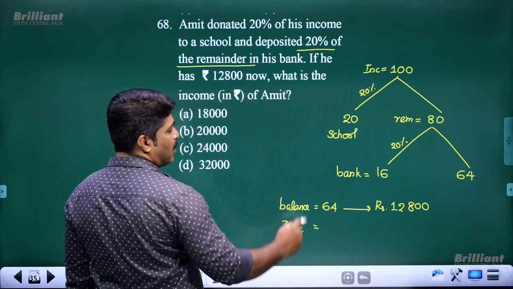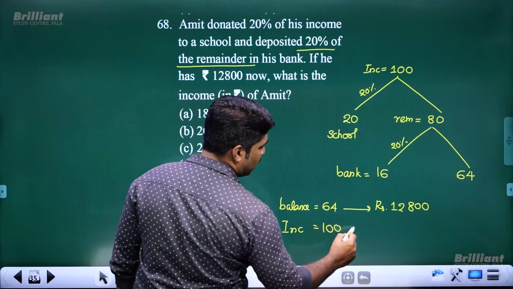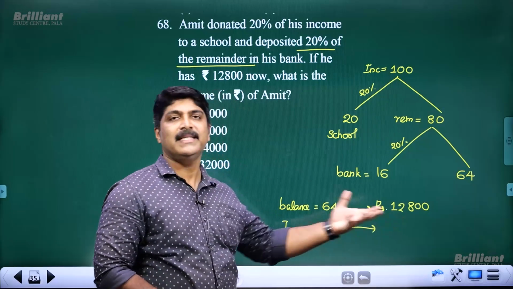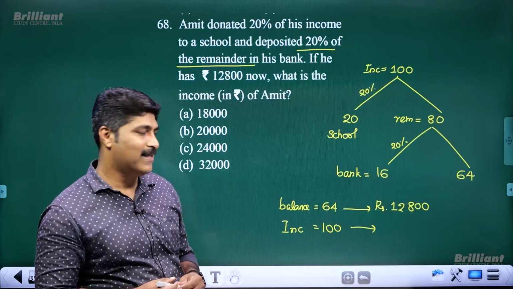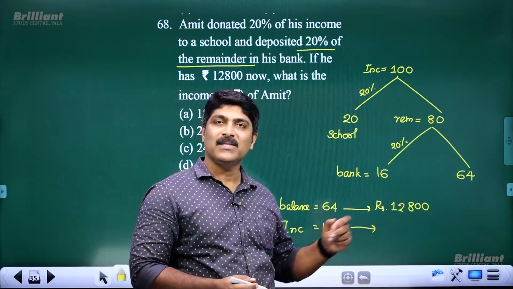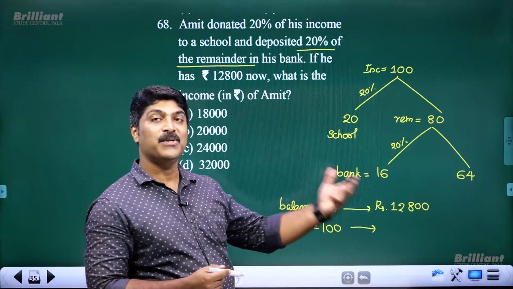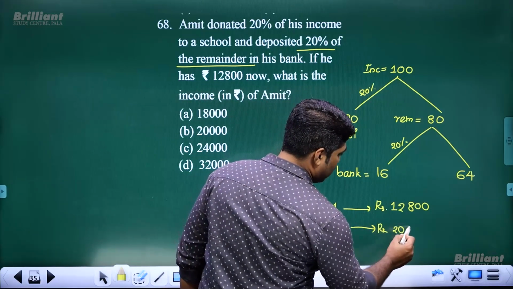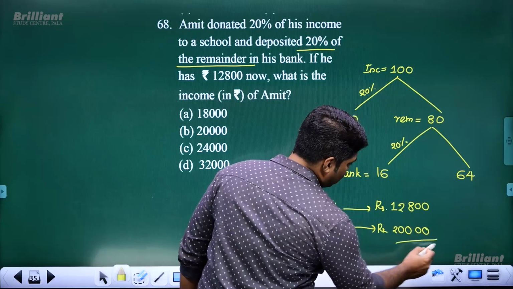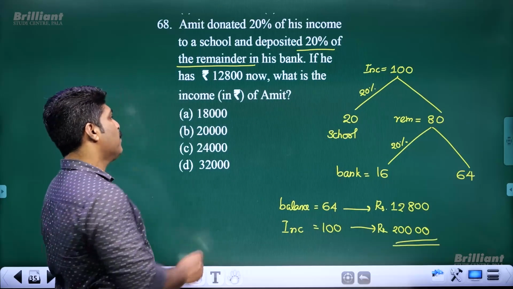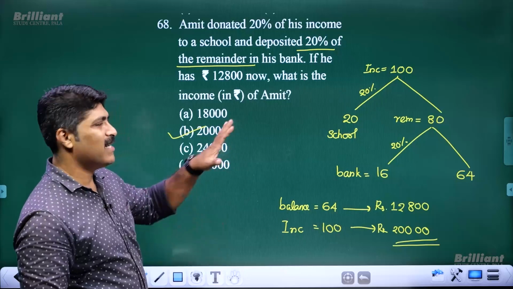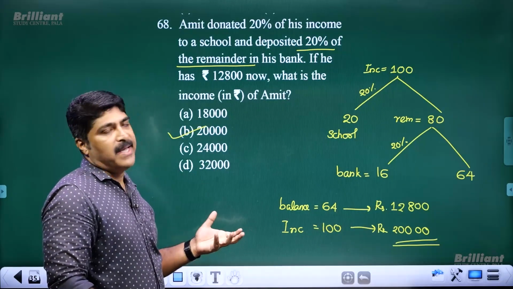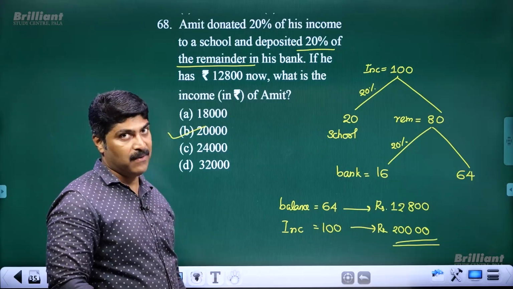We started with the assumption of 100. What is 100? As 64 represents rupees 12,800, we know that 64 twice is 128. Therefore 100 twice is 200. Put two more zeros here. Therefore that's equal to 20,000. This is a direct approach. We can start the assumption like this with 100, and through this way we can find the answer in such kinds of questions.